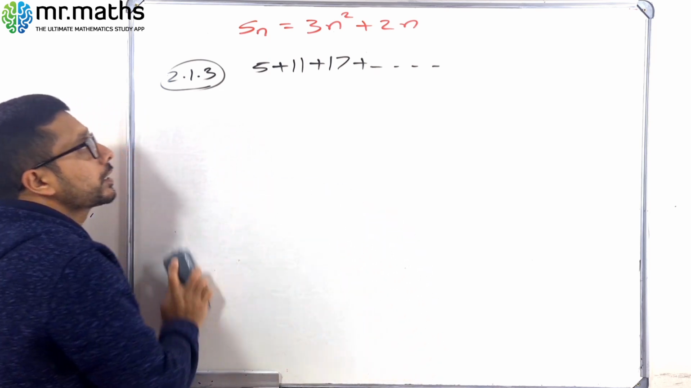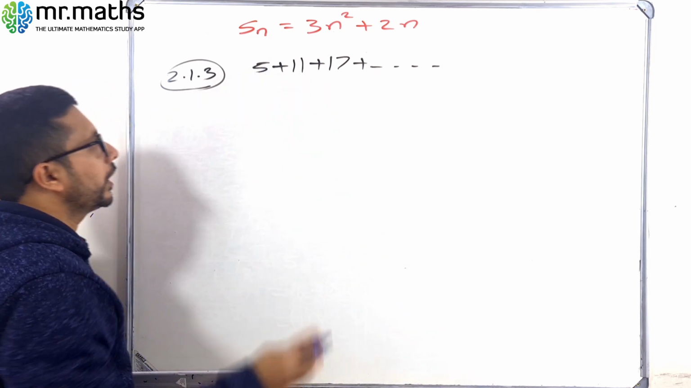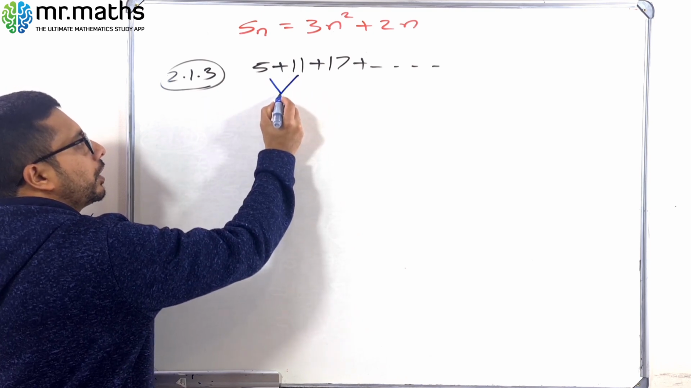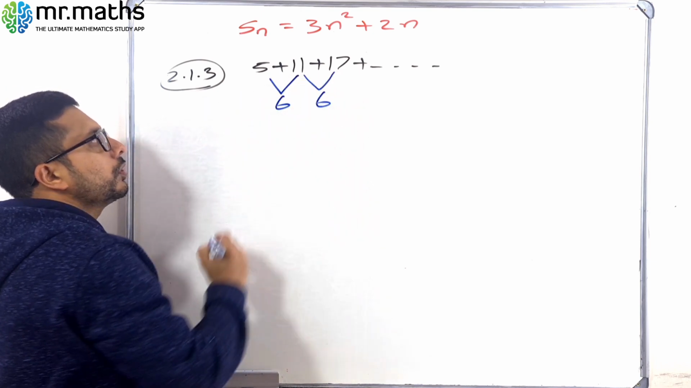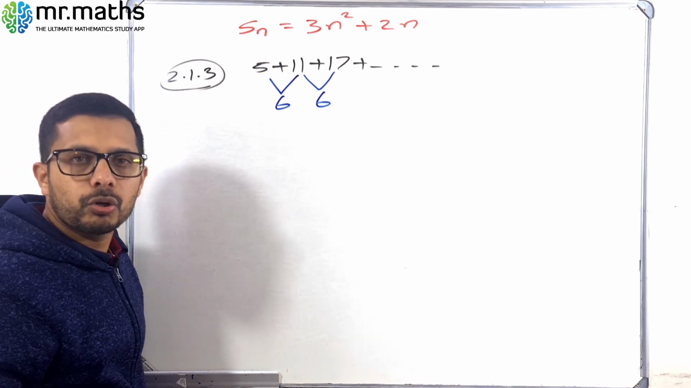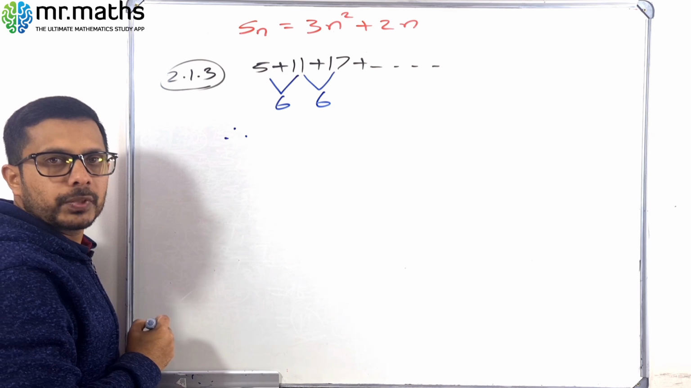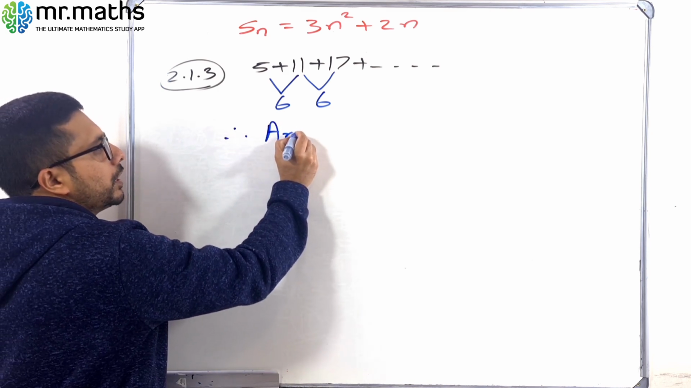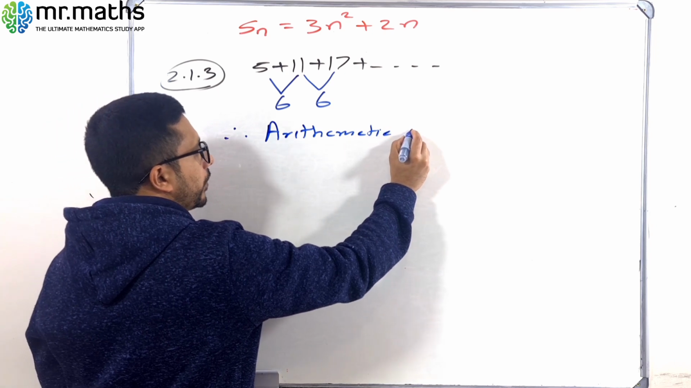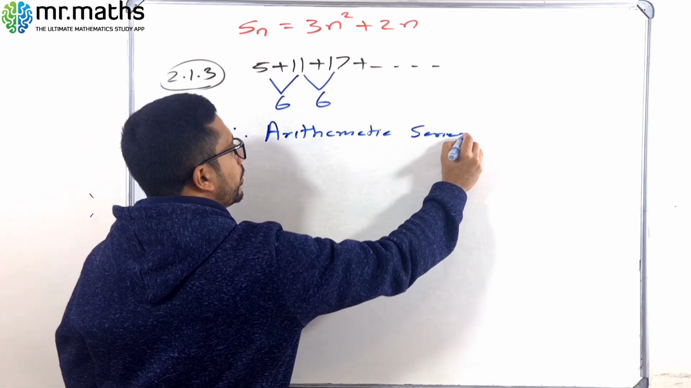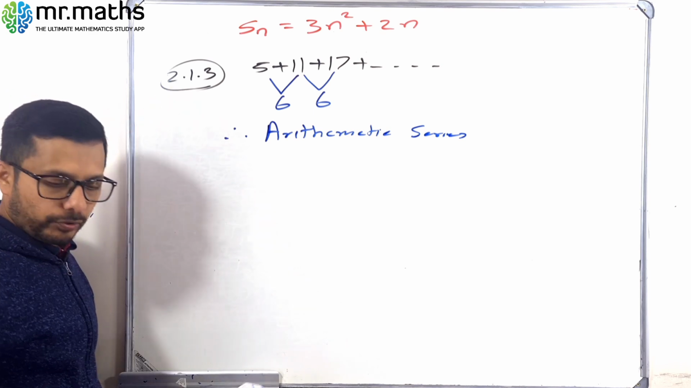Look at this one, second term minus first term. What is the answer? 11 minus 5 is 6. 17 minus 11, that is also 6. That means you are getting a common difference. So what type of series is this? This is an arithmetic series because you are getting a common difference. Do you understand? Okay. So that is question number 2.1.3.